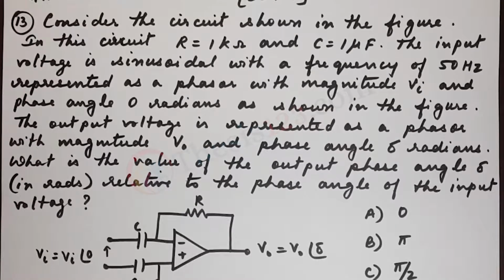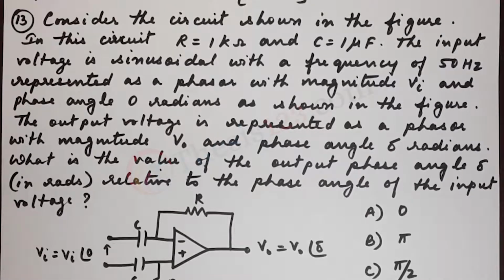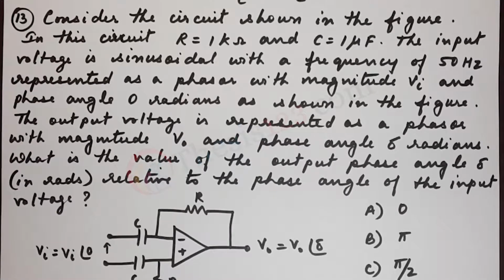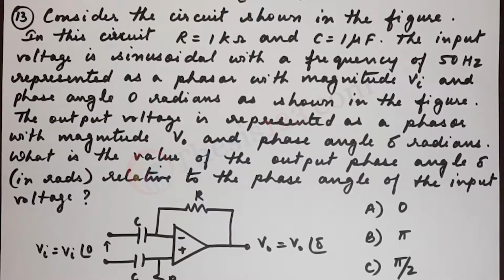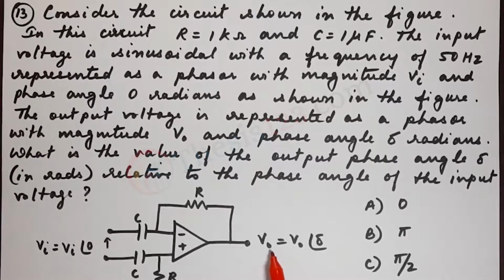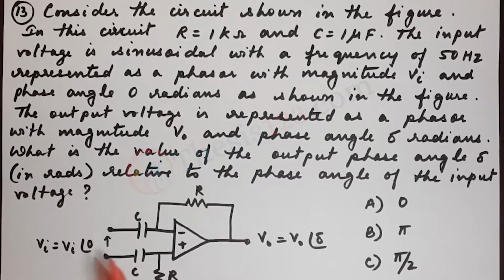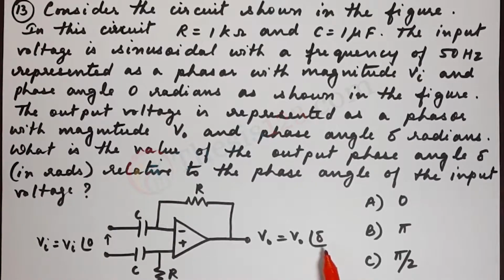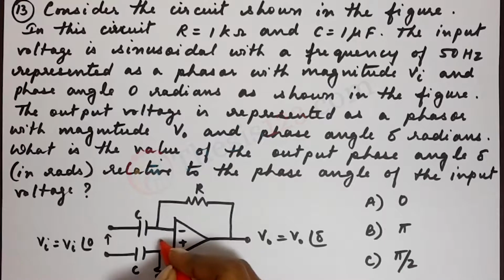So we have our four options given to us: 0, pi, pi by 2 and minus pi by 2. Now in this figure shown over here, we have input voltage, we have our output voltage, and the phasors are 0 and delta. So let's work on the current equations. We'll take this node over here as 1. So we'll write our current equation from here.